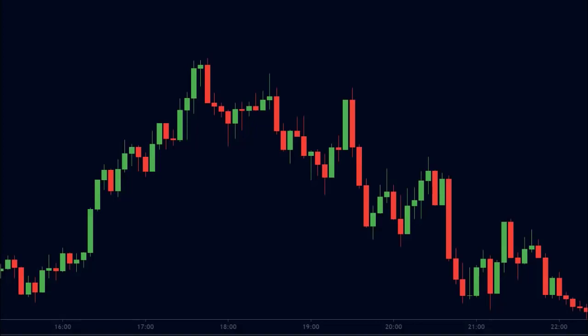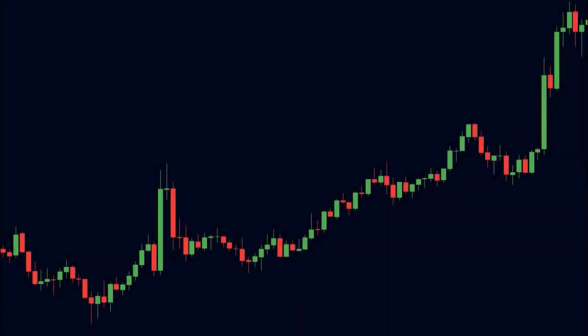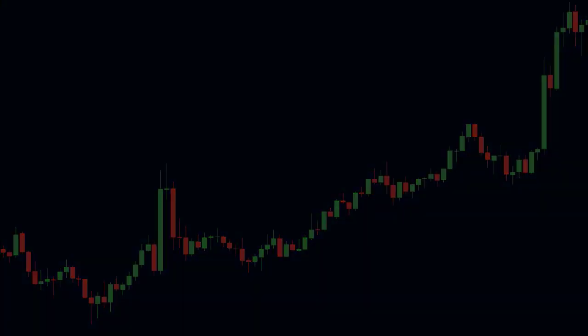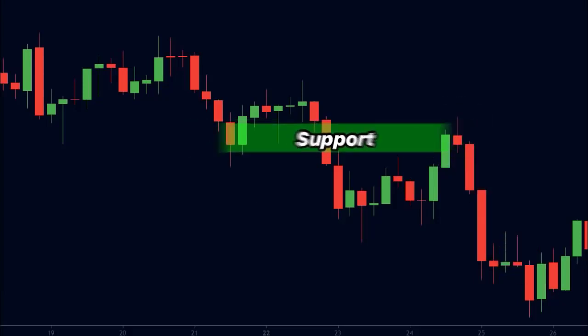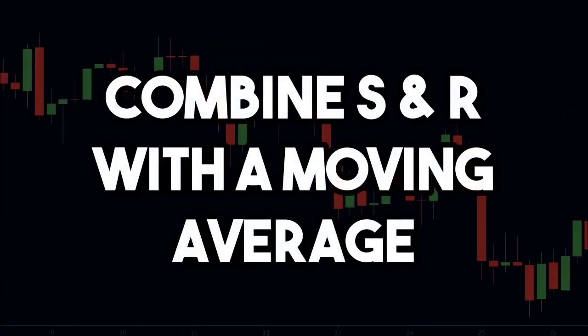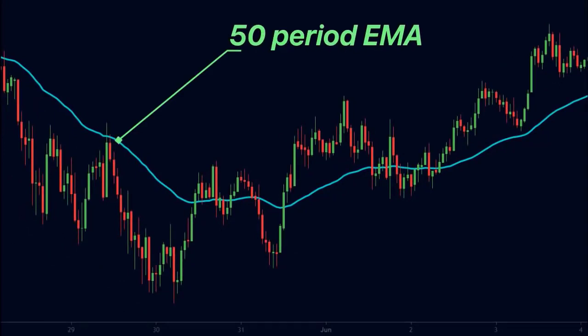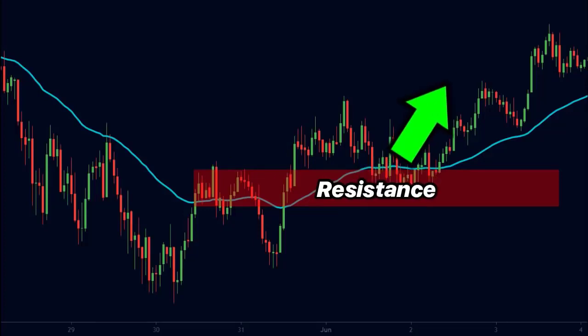Now, an important characteristic of support and resistance levels is that they are bipolar in nature. This means that, whenever the price breaks a resistance level, it becomes a support. Inversely, when the price breaks a support level, it turns into a resistance level. We can combine this characteristic with a moving average to find the best trading opportunities. For instance, here we have a 50-period EMA represented by this blue line. We marked a resistance level here, and the price broke above it. Hence, we now expect the price to find support at this price and make a higher move.